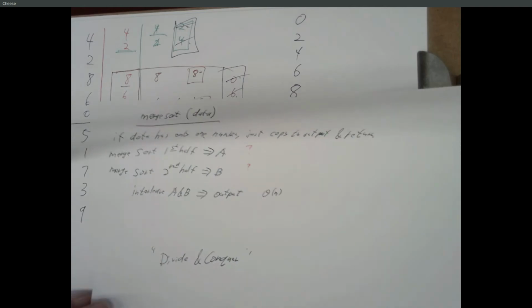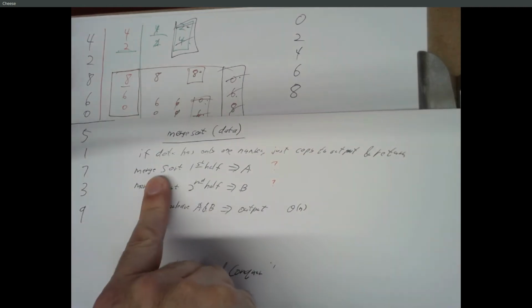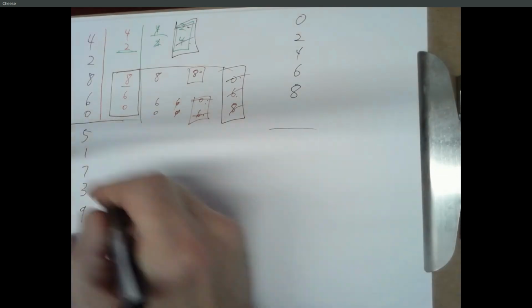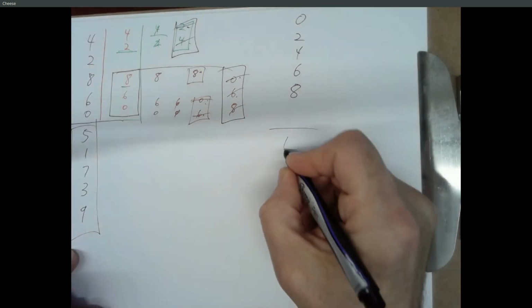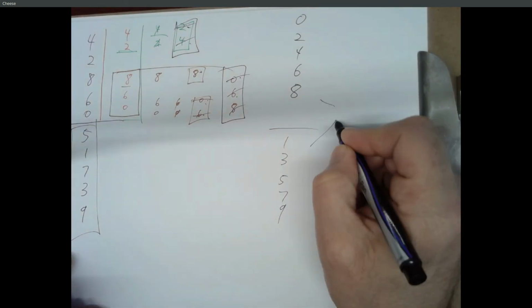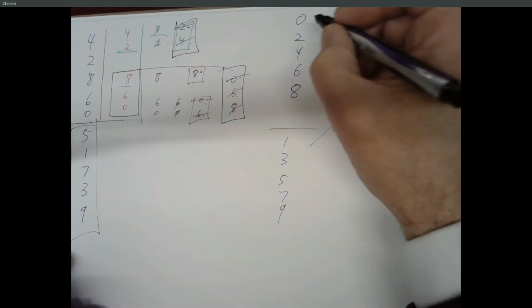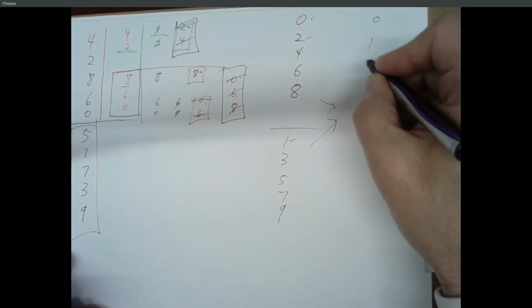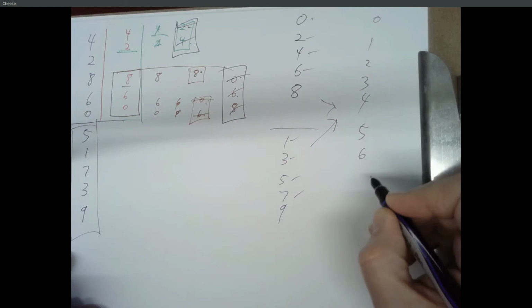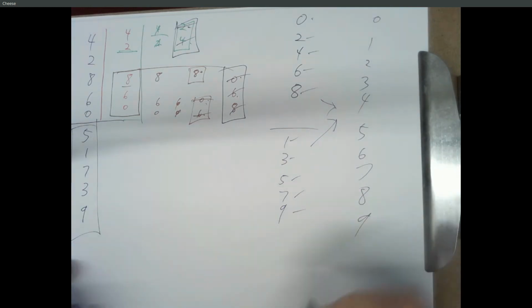And what have we done? We've done the first step of our original call to merge sort, which was merge sort the first half of our data, and we got 0, 2, 4, 6, 8. If we go through all of that again, we will end up merge sorting this set of data, which will give us 1, 3, 5, 7, 9. And then we'll interleave these, and we'll end up with 0, 1, 2, 3, 4, 5, 6, 7, 8, 9, and we're done.